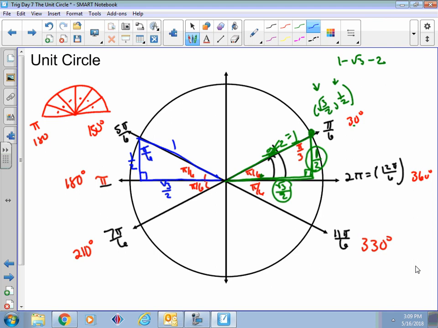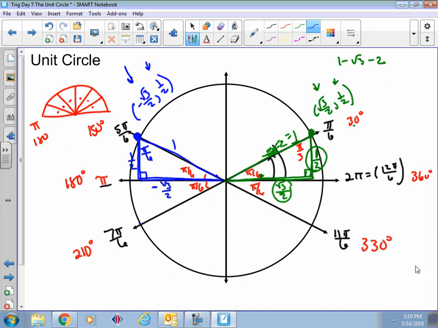Oh, wait, but be careful. That should be a negative there, because to get to this coordinate, I got to move left and then up. So that coordinate on my unit circle is negative root 3 over 2, comma 1/2. So when I ask you what the sine of 5 pi over 6 is, you would say 1/2. When I ask you what the cosine of 5 pi over 6 is, you would say negative root 3 over 2. Or you can literally draw this blue triangle and then look at the ratio of those sides.